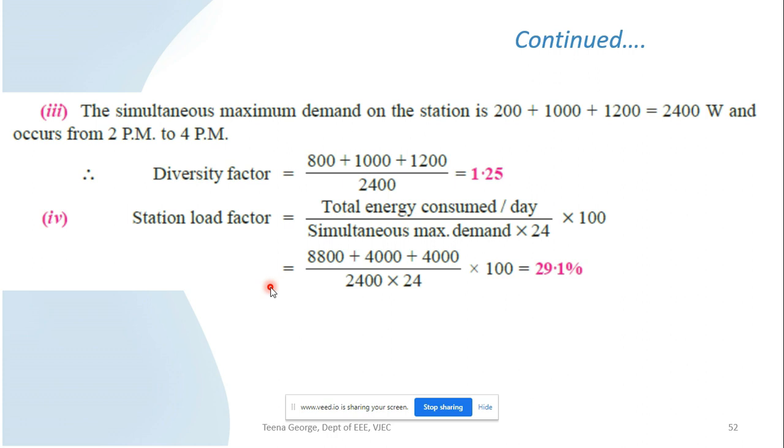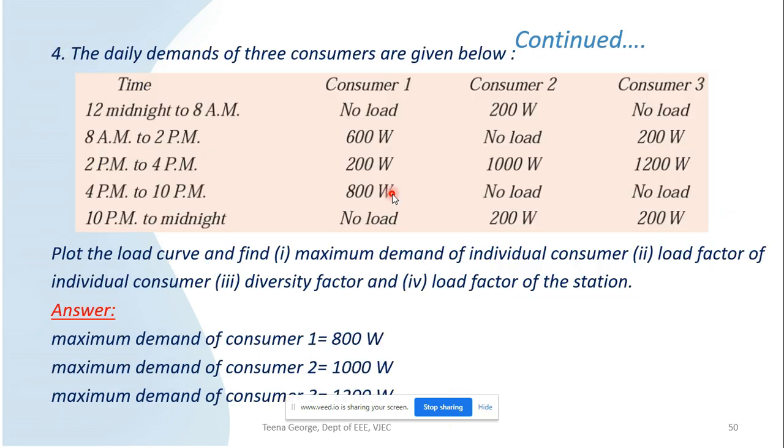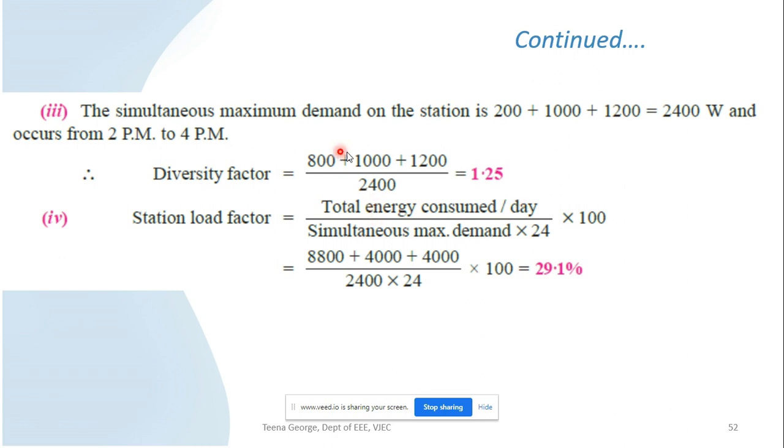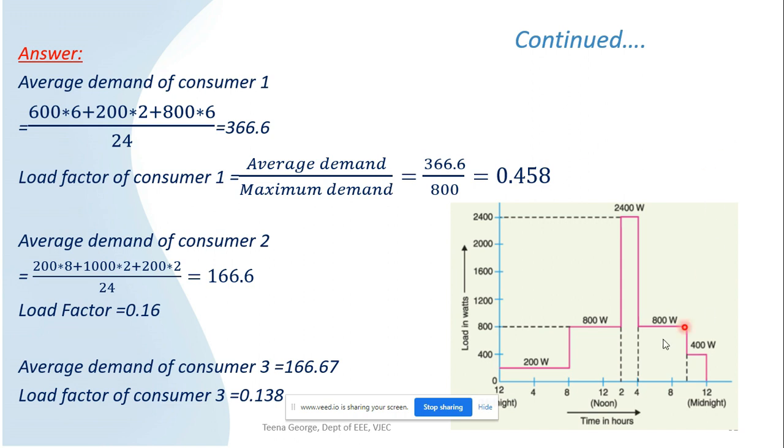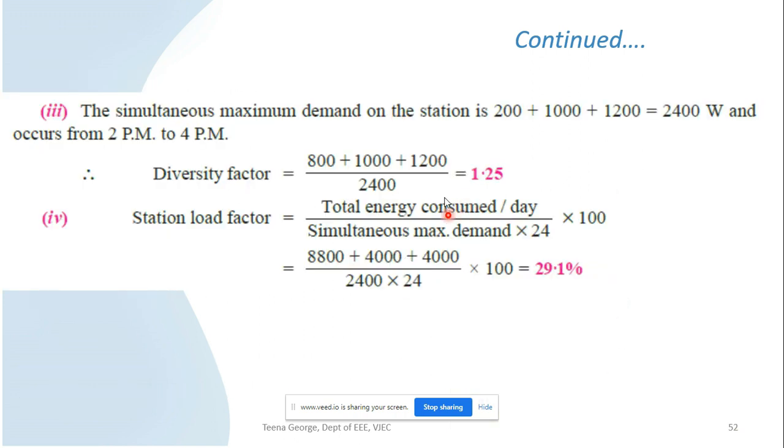Next question is diversity factor, load factor of individual consumers and diversity factor. Diversity factor is the sum of the individual maximum demands divided by the maximum demand. Individual maximum demand on the station means here 800 is the maximum demand. For consumer 2 it is 1000 and for consumer 3 it is 1200. So it is 800 plus 1000 plus 1200 divided by the maximum demand on the station, which can be obtained from the load curve. This 2400 is the maximum demand on the station. So the diversity factor is 1.25.